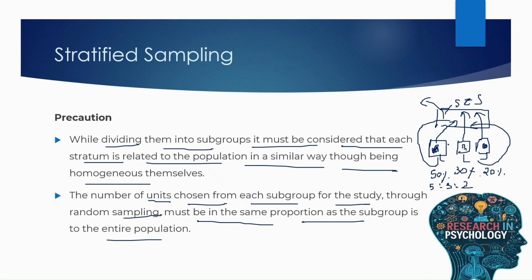I should not be taking an equal number of people from all the three groups, because that will not be a true representation of the population. If my population has all these three groups in a 5:3:2 ratio, my sample also should have the same proportion. Understood? So these are the precautions that need to be taken while performing stratified sampling.